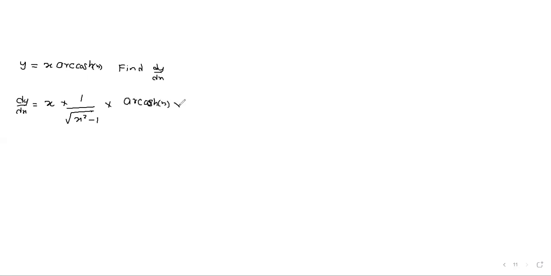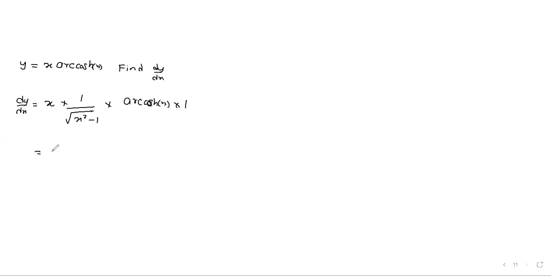They might give you y equals x arc cos x. The question is find dy by dx. So initially we can find dy by dx is equal to: keep x, and the differentiation of arc cos x is 1 over square root of x squared minus 1, plus keep arc cos x, and the differentiation of x is 1.